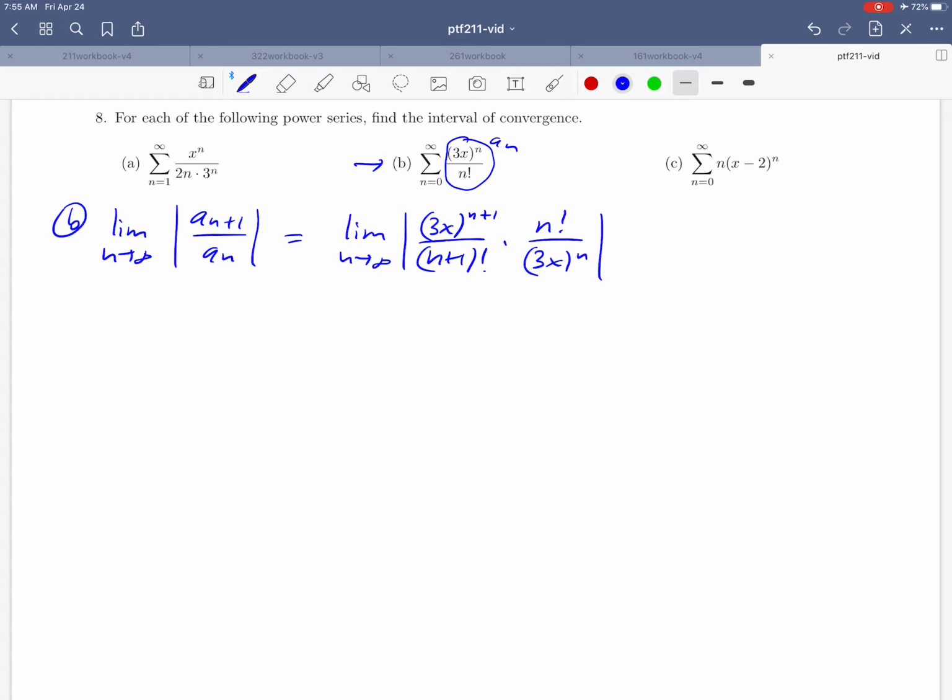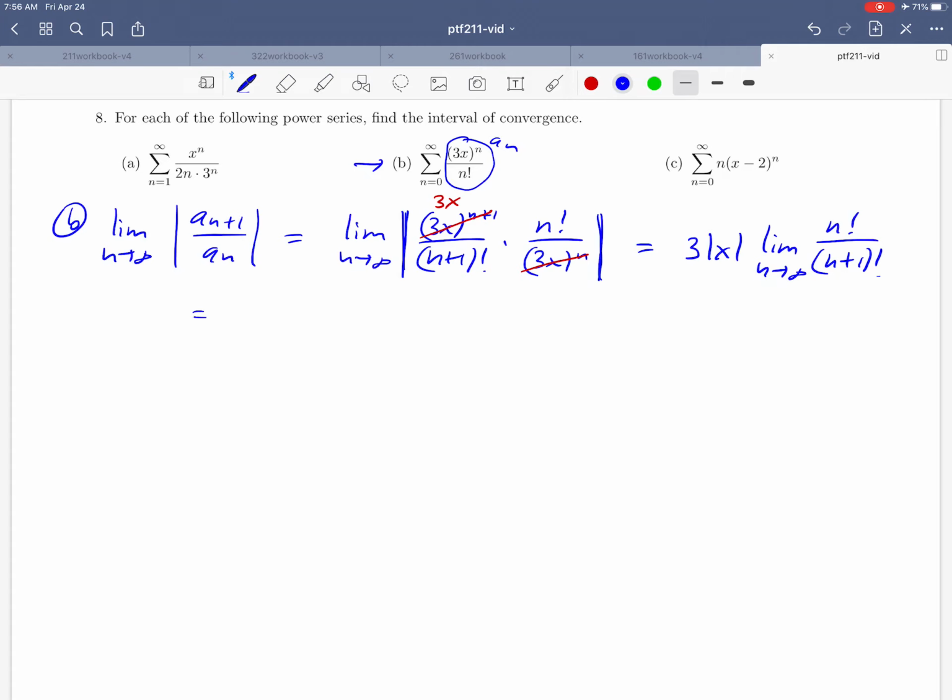Okay, and then let's see. Do we get any cancellation here? Well, one thing I notice is we've got a 3x to the n in the top, n plus 1 in the top, and a 3x to the n. That's going to leave a 3x up here. Since that 3x doesn't contain any n's in it, we're free to move it outside of the limit sign. We just have to remember that we're taking the absolute value of things. So when it comes out, we're going to get 3 absolute value of x times the limit as n goes to infinity of n factorial over n plus 1 factorial.